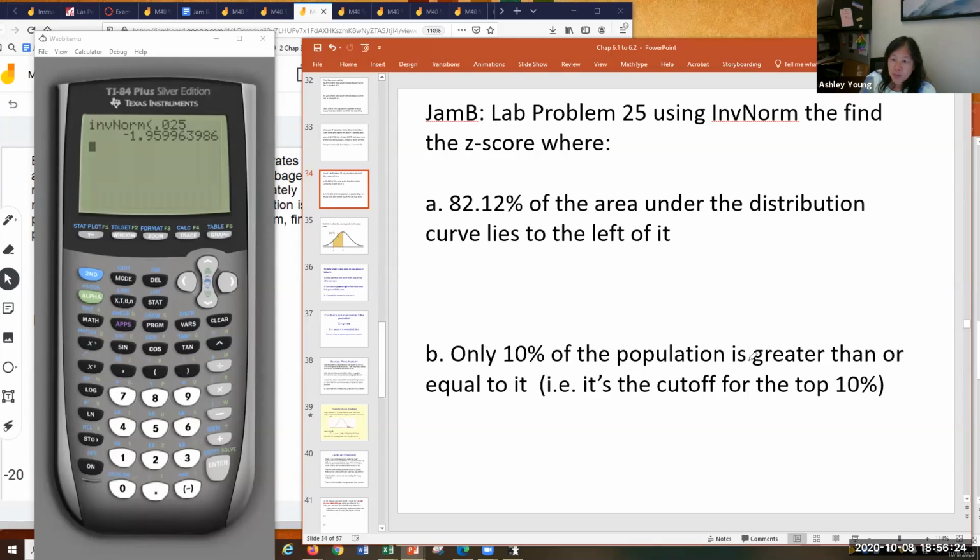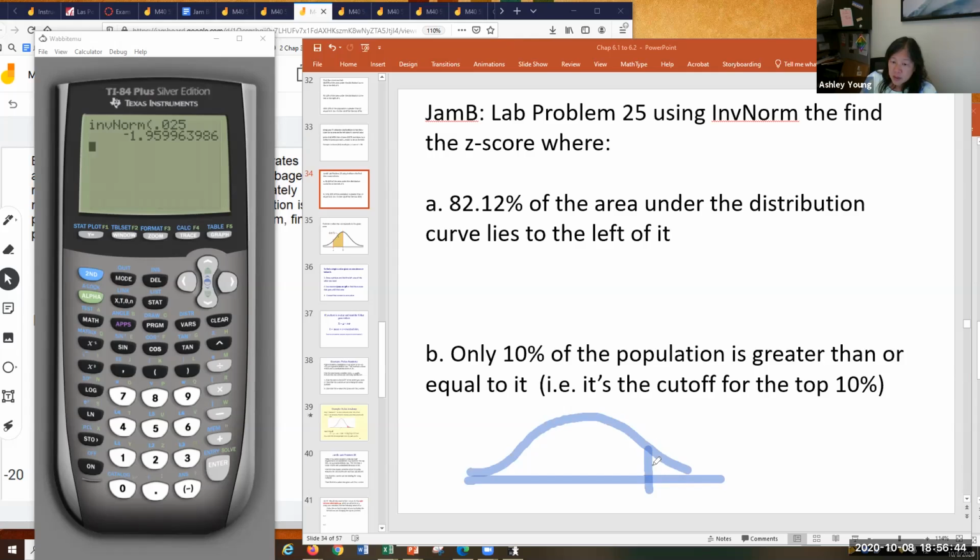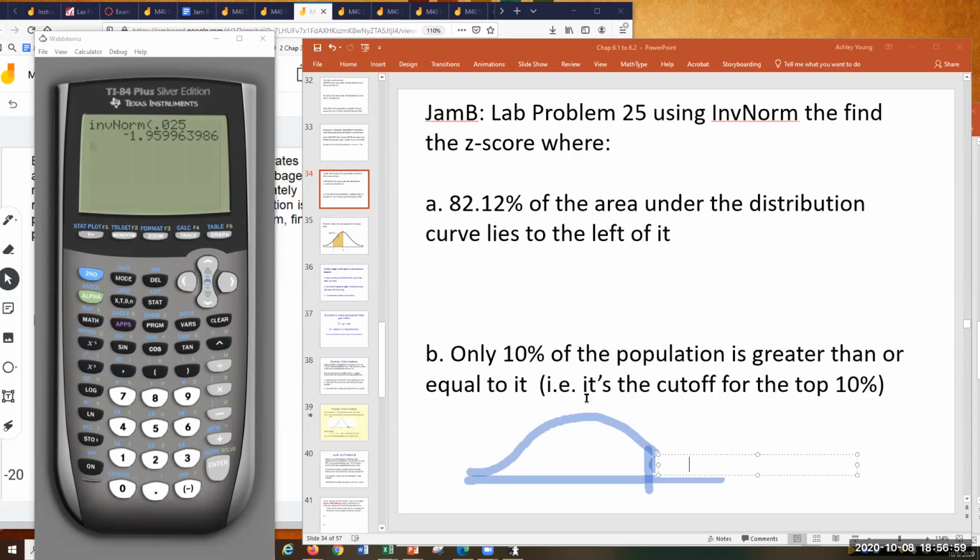First, 10% of the population is greater than or equal to it. In other words, it's a cutoff for the top 10%. So draw your picture first. Is my 10% on the left or the right? Top. Yeah, top. So this here is 10%. I'll change colors to red. That's 10%.